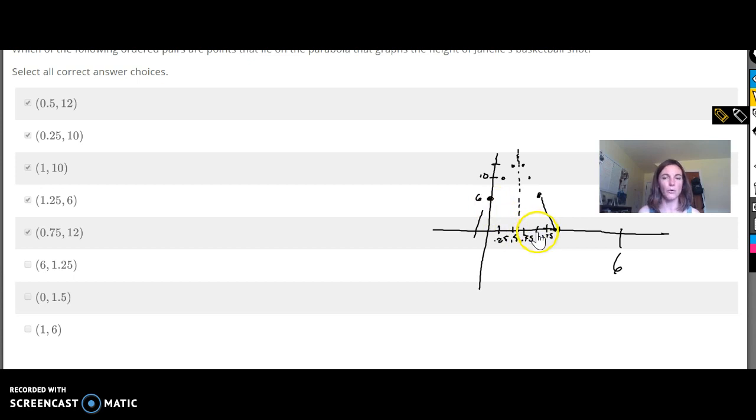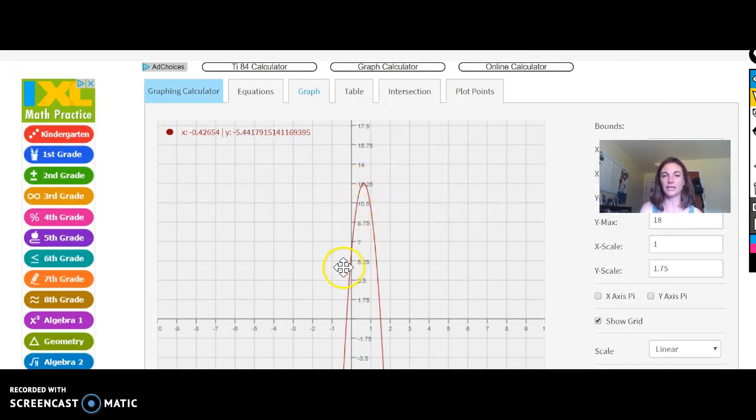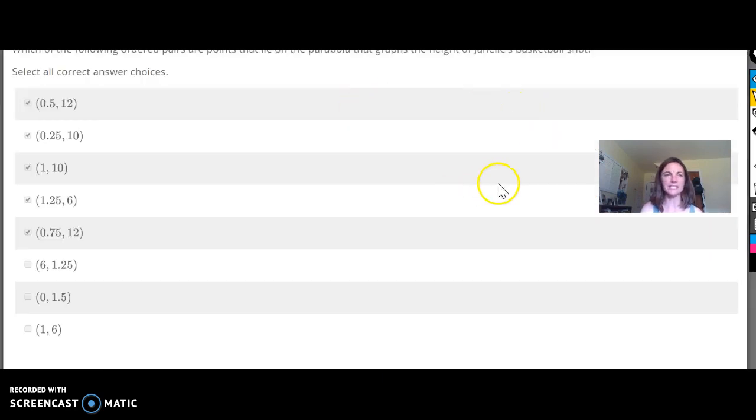And then at 1, this is the only one that might be kind of tricky if all you were looking at was a graph. At 1 second, remember, she's at 10 feet, not 6 feet. At 1.25 seconds, she's at 6 feet, okay? So if you wanted to use the table, you could do that, and you could also do something like this online graphing calculator to kind of help you visualize what's going on at each time. You can figure out the height, and then you can remember that it's symmetrical, okay? Hopefully that all made sense.